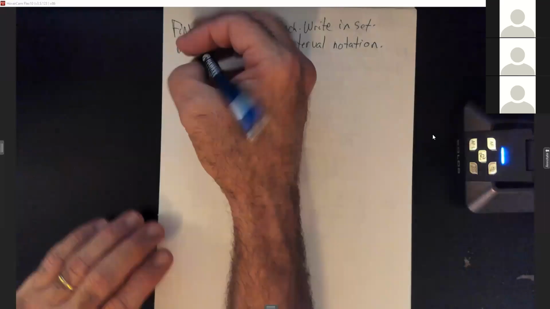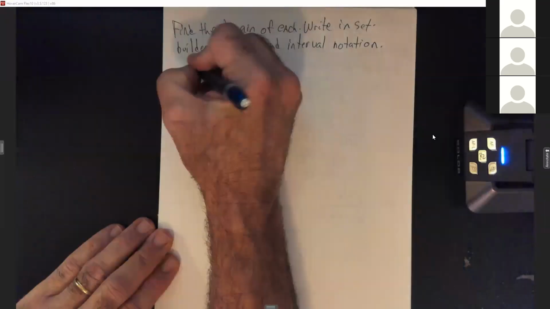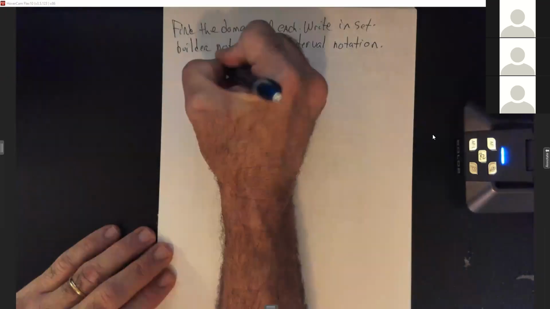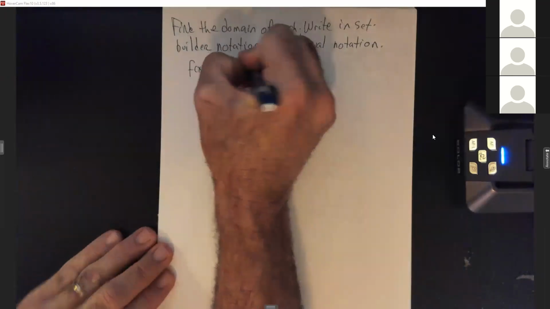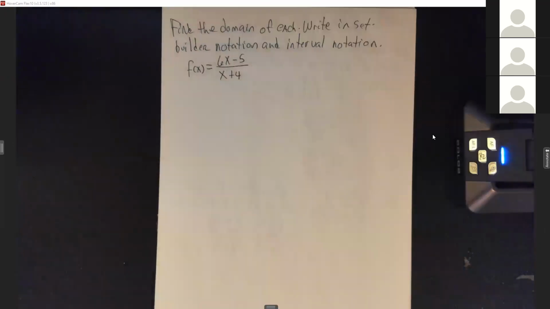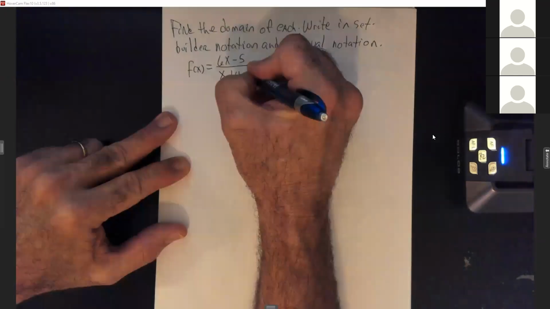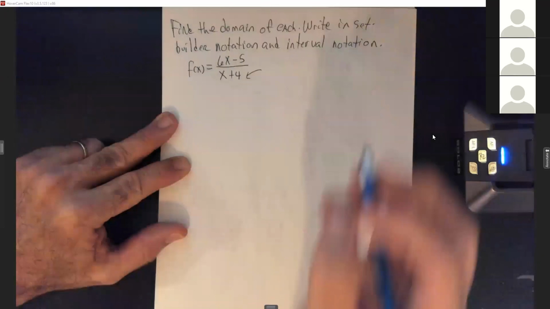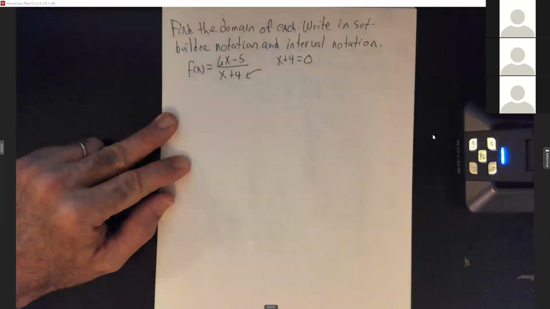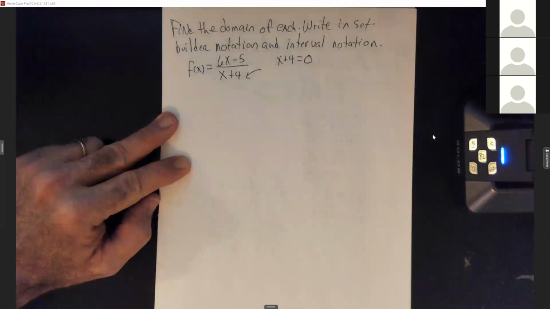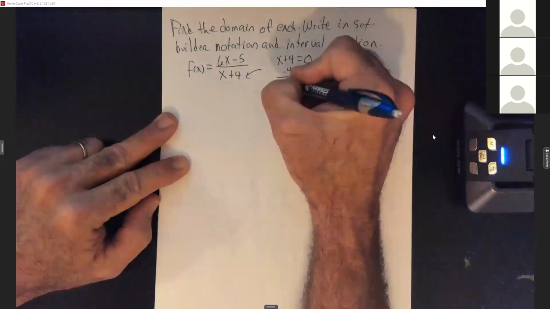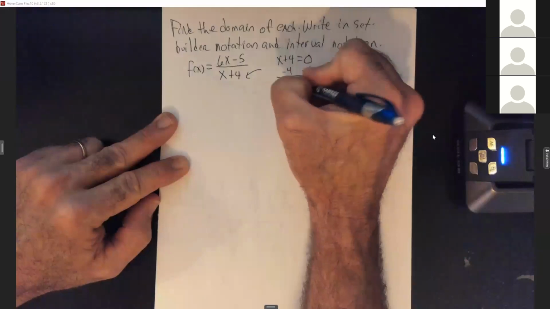So the first one I got is f of x equals 6x minus 5 over x plus 4. So the main thing we know is that we're going to play with the denominator here. So we're going to take that x plus 4 and set it equal to 0. So I just got one variable here, so I'm just going to subtract 4 and get this one done. So that x equals a negative 4.